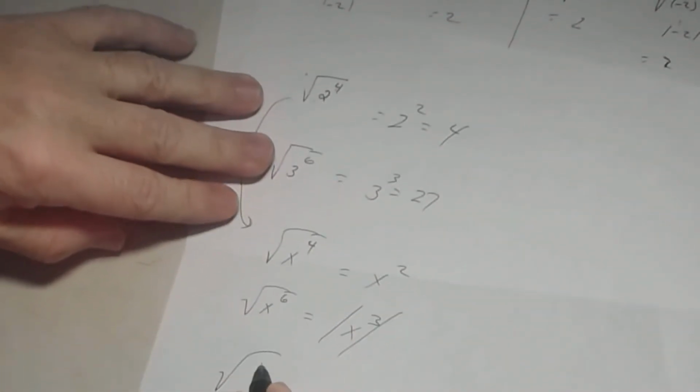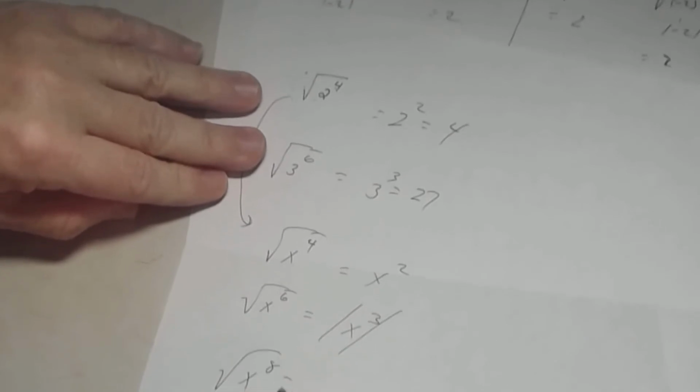That's all you got to think about. So if I had the square root of x to the 8th, what's that? x to the 4th. Is x to the 4th always going to be a positive number or 0? Yes. Positive. So you don't need absolute value.